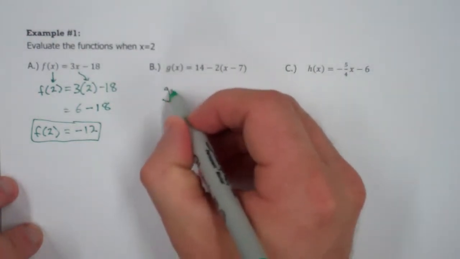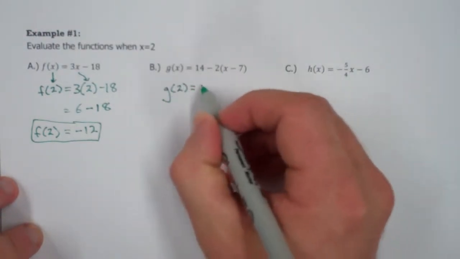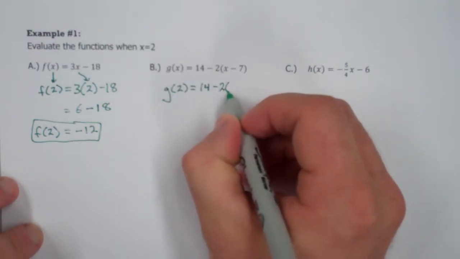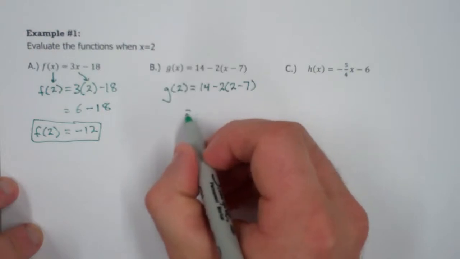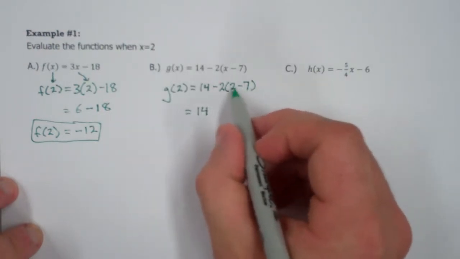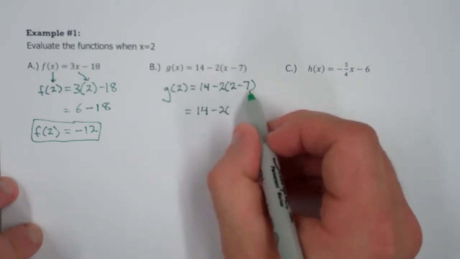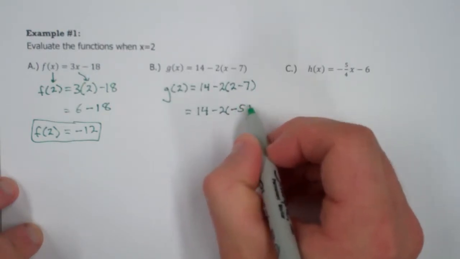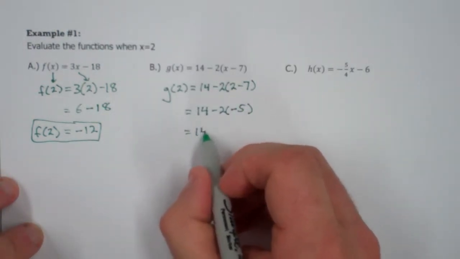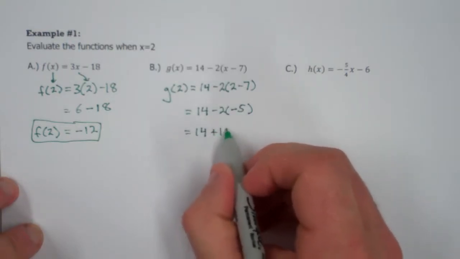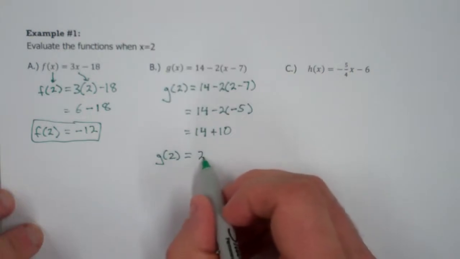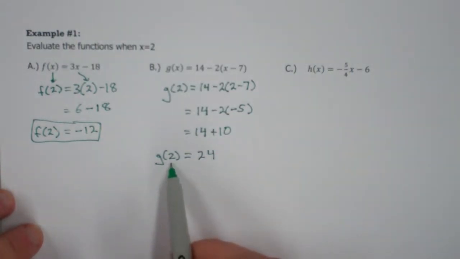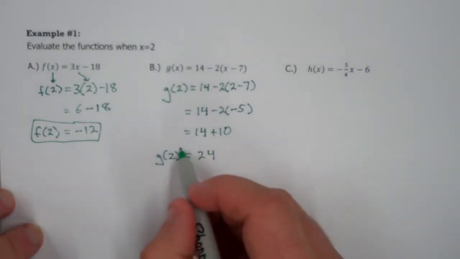So we'll do the same thing here for g. We'll do g of 2. And what we need to do then is just substitute in 2 for x. So now we'll do a little order of operations. Our eyes are going to look right here to these parentheses. 2 minus 7 is negative 5. Then we've got 14 plus 10 here. And we're going to have g at 2 then being equal to 24. Once again, when the input is 2, the output, g of 2, is 24.